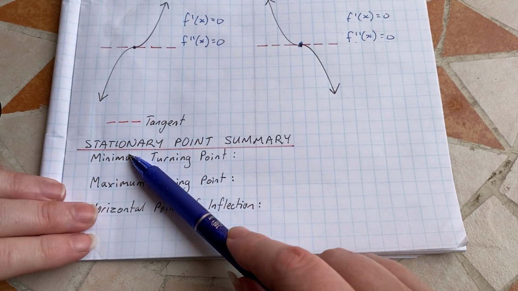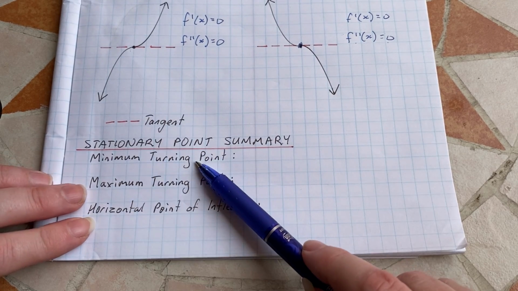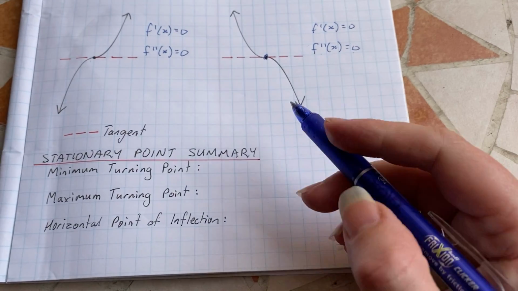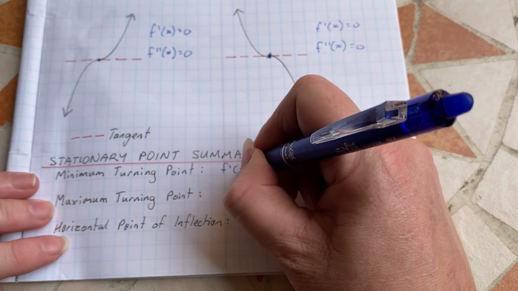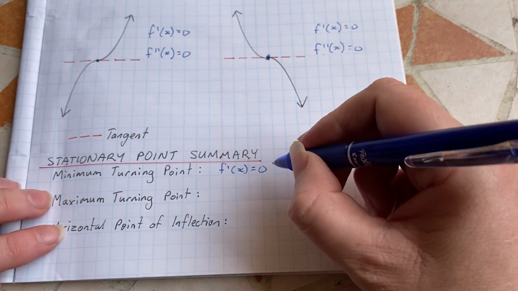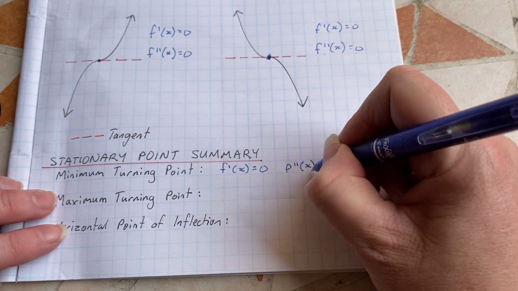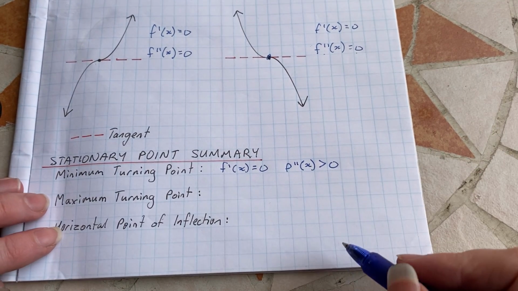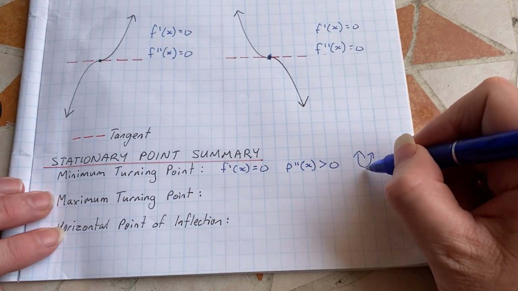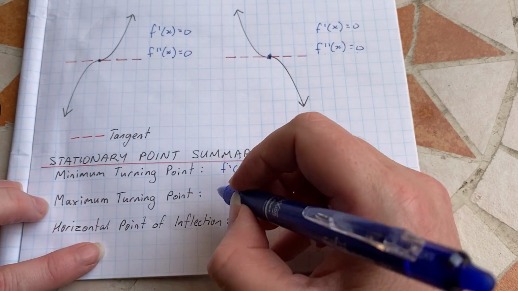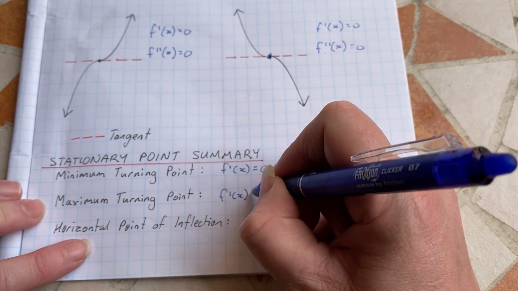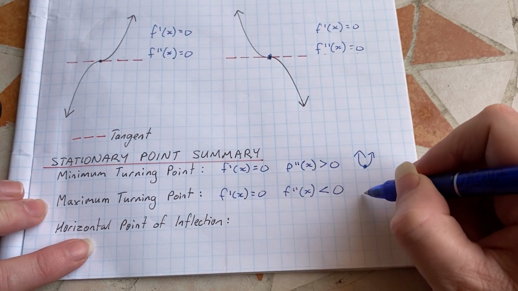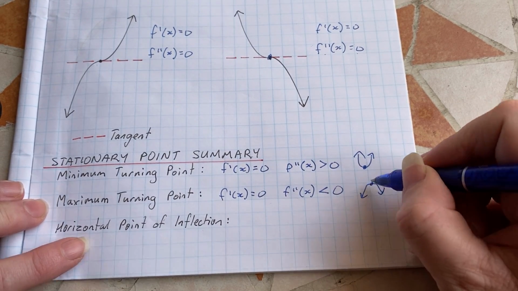And a summary, stationary point summary. A minimum turning point, like we saw here, you can find it by saying the first derivative equals 0 and the second derivative of the function will be positive because it's like a happy parabola. That gives you a minimum turning point. A maximum turning point also has a first derivative equal to 0, but the second derivative is less than 0. Like a sad parabola, it's negative.